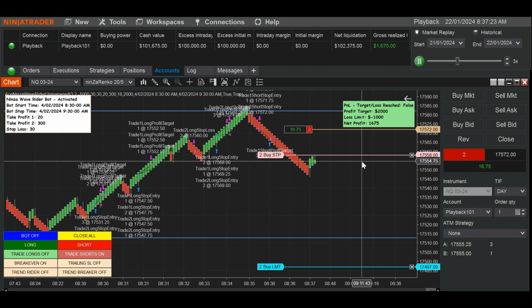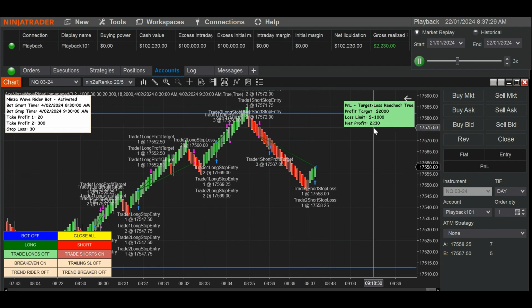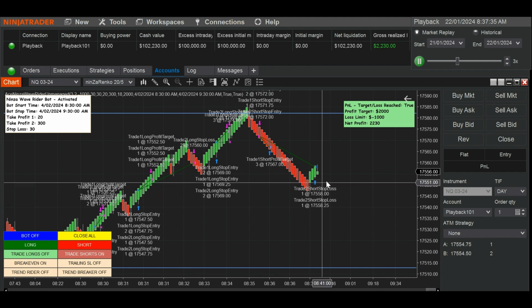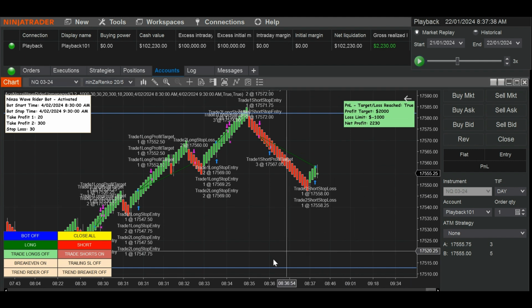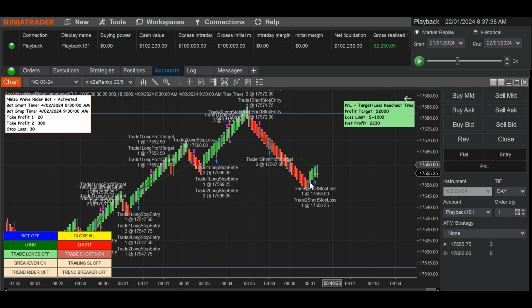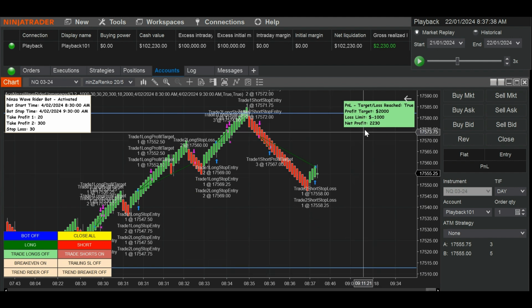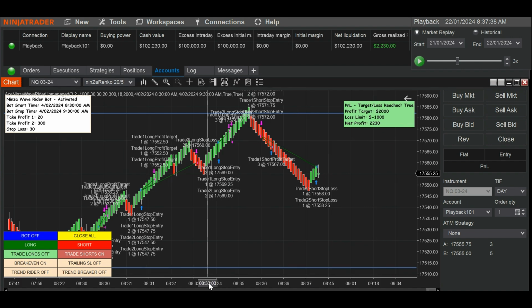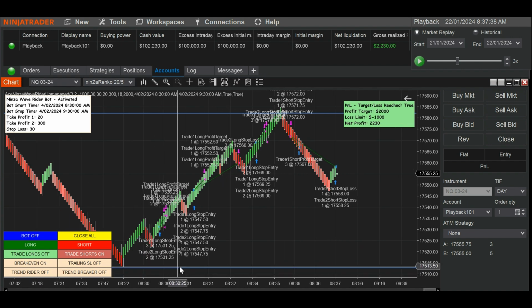So I'm going to turn the bot off. And look at that, I hit my profit target. Bot is off. Done for the day. If I continued this trade, there would be no trades taken because I've turned the bot off. I've also hit my profit target for the day, and you can see within 7.5 minutes I have made $2,230. Nice and easy. So taking into account my price action, you can see it bounced off the top and the bottom, took longs on the way up, shorts on the way down.